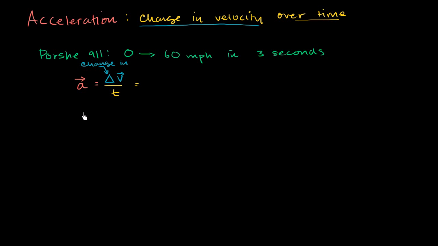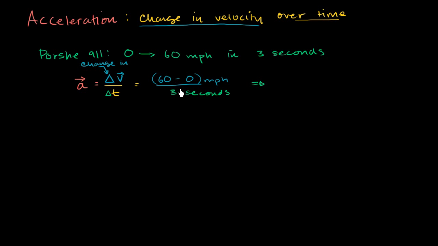So what's our change in velocity? Our final velocity is 60 miles per hour, and our original velocity was 0 miles per hour. So it's 60 minus 0 miles per hour. And then what is our time? Our change in time is 3 seconds. So this gives us 20 miles per hour per second.